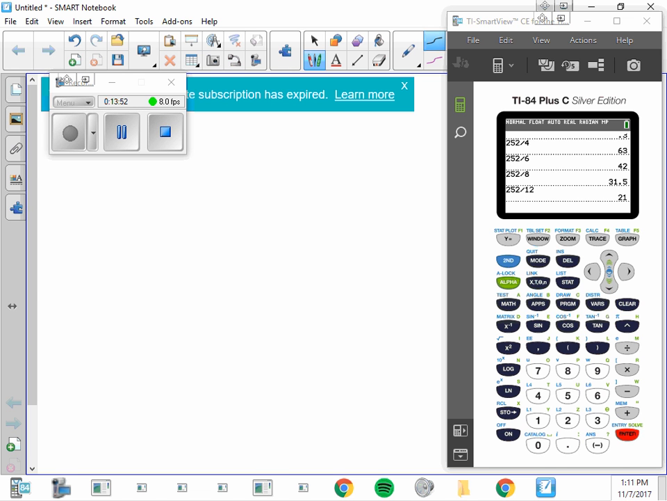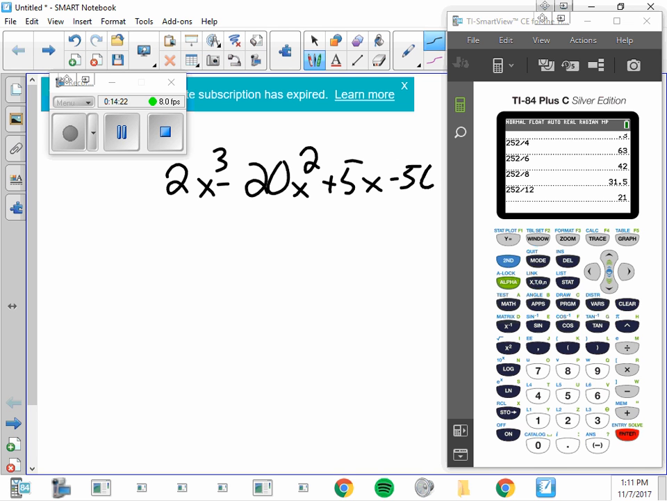Now, from what I understand, there are a lot of different categories of x to the third equations, and every category has its own factoring method. And the only one I've ever been taught, the only one I've ever seen in any algebra class, is one that looks like this. Let's do 2x to the third minus 20x squared plus 5x minus 50. And we call it factor by grouping.